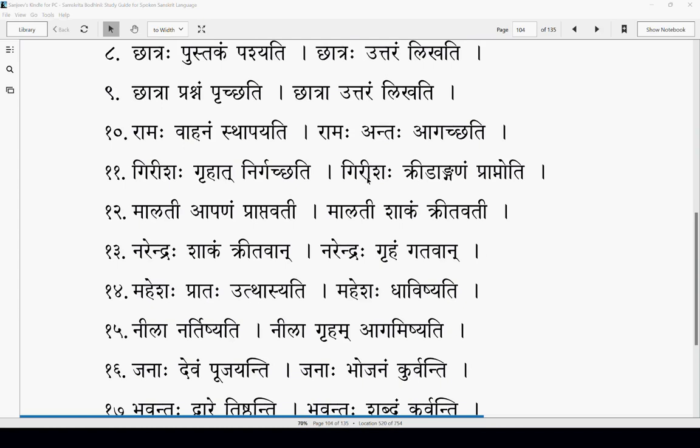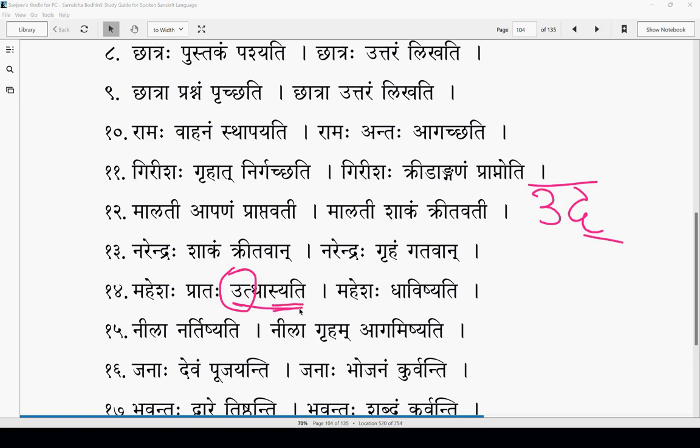Number 14. Mahesha Pratha Utthashyati. So how is this Utthashyati formed? Is that the question? How to change these two sentences? Not Utthashyatva, because there is an Ut upasarga here. Ud upasarga is there. So we can't say Utthashyatva. So we'll have to look for the lyap form. So what is the lyap form?